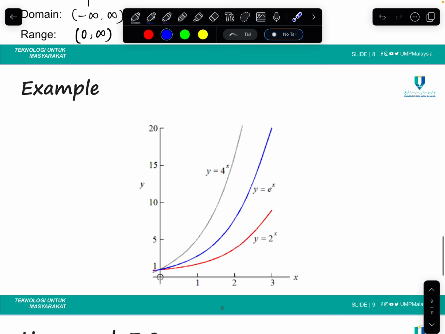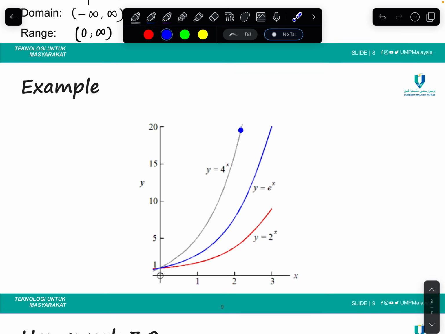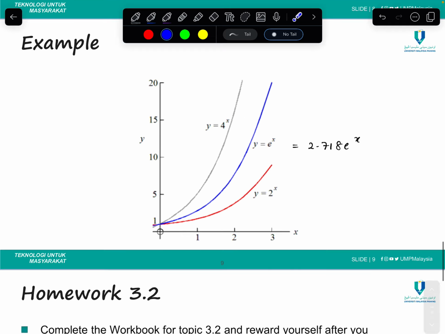Okay, example. Now there are 3 curves on the same graph. What's the difference here? Look at the coefficient here. We have 2e. What is the e value? Remember that e is 2.718. And we have 4e, which means that as this number increases, the curve becomes very steep. So that is the trend of the exponential functions.